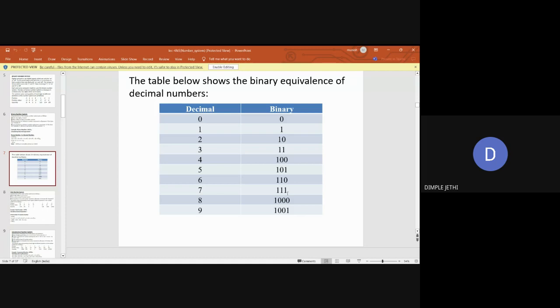Clear? How will you get 8? 2 raised to power 3. So the 2 raised to power 0 can be 0, the 2 raised to power 1 position can be 0, 2 raised to power 2 can be 0, and 2 raised to power 3 should be 1. This position should be active. Clear? 8 plus 1 is 9. So position of 8 and position of 1 should be active, should be 1. Clear? All of you?